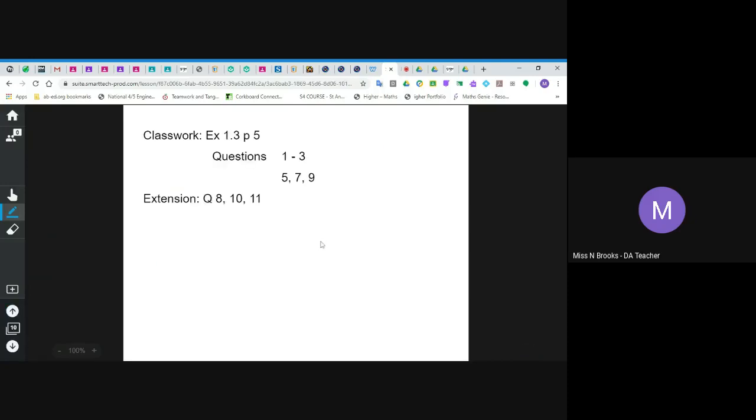So now if you want to go and try some of the questions in exercise 1.3, in the booklet, it's not on page 5 in the booklet, that's the page in the textbook. Questions 1 to 3 and 5, 7 and 9 would be the ones that you would want to target. Good luck, and if you need any help, just let me know.